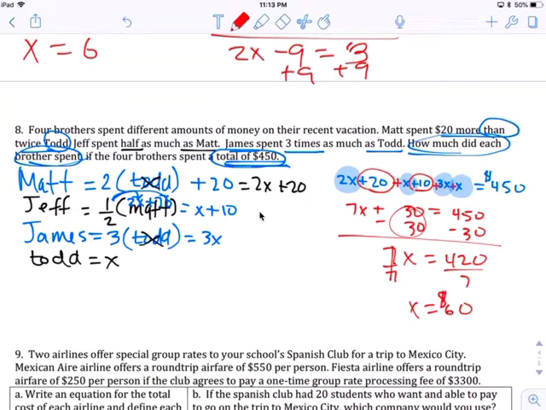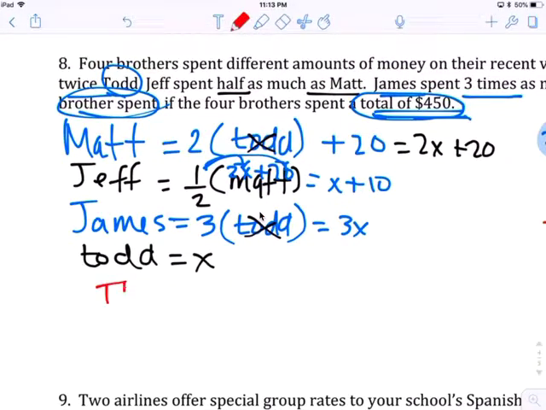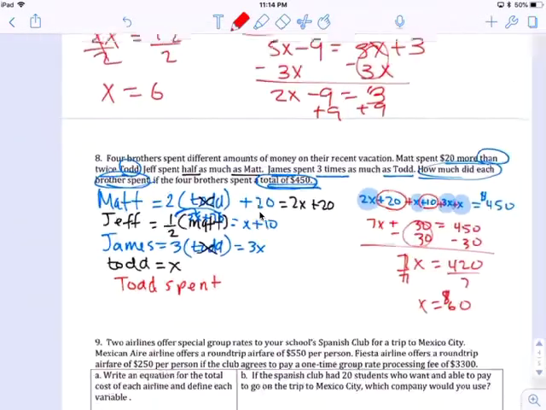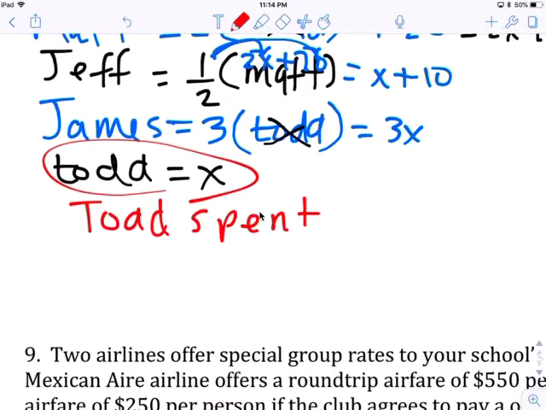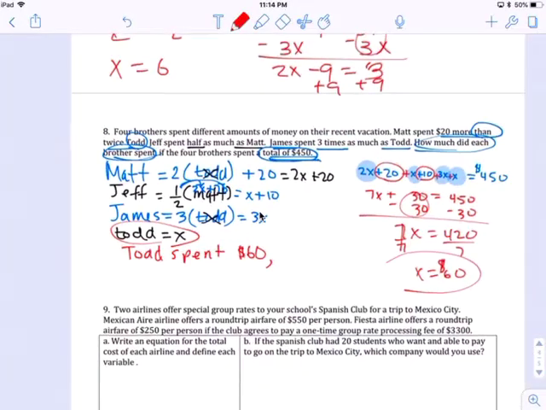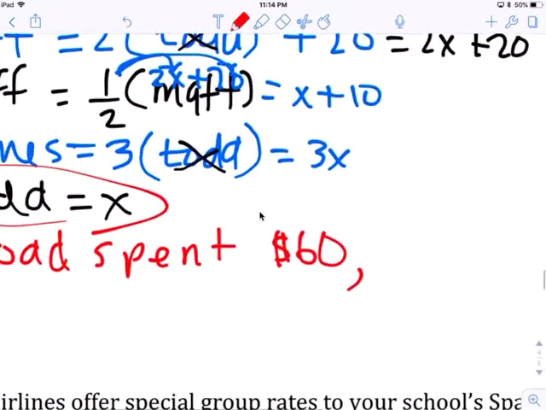$60 belonged to Todd. How much did each brother spend? Well, let's say Todd spent, how much did Todd spend? He's X. See, Todd's X, $60. If Todd is 60, 3 times 60 is 180.